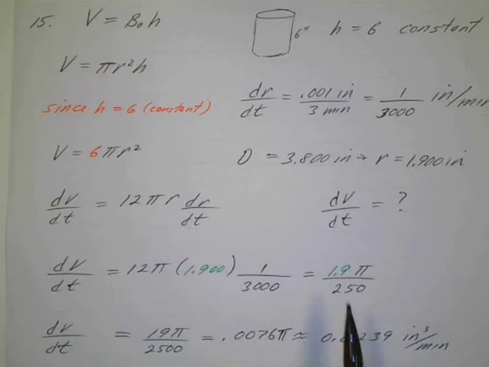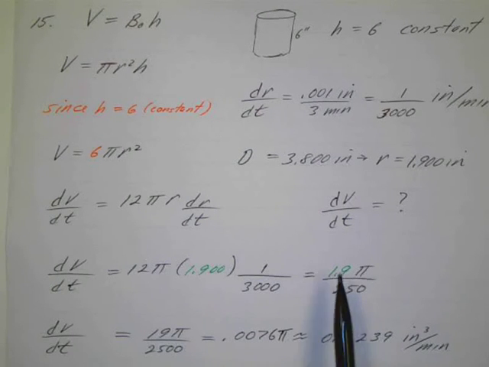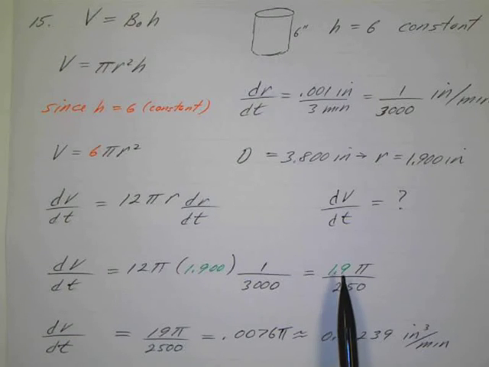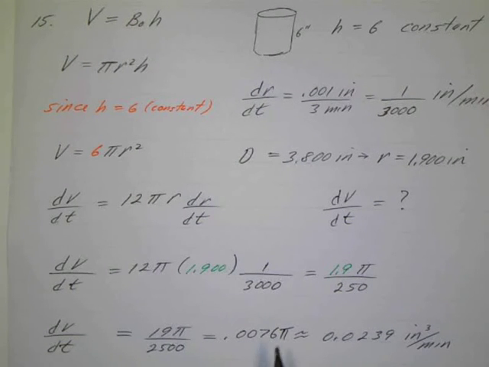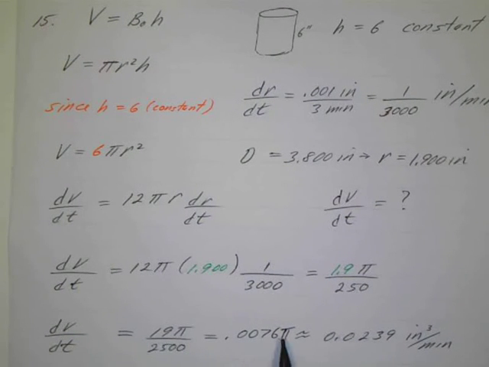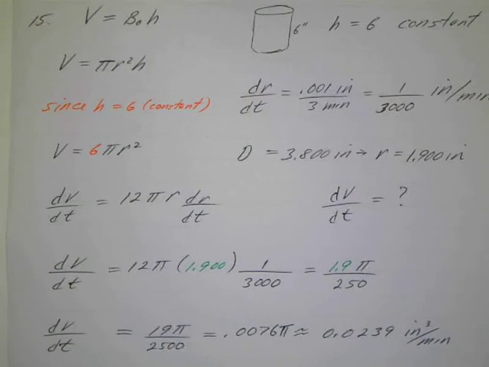but there again I have a decimal over a number, so I'd like to get a number over a number to simplify the fraction. So I multiply the top and the bottom by 10, so I've got 19 pi over 2,500. If you divide 2,500 into 19, you get 0.0076 exactly times pi. And then if we multiply this 0.0076 times pi, we have to round it off. We get approximately 0.0239, and that's going to be in volume, so that would be cubic inches per minute, or inches cubed per minute.